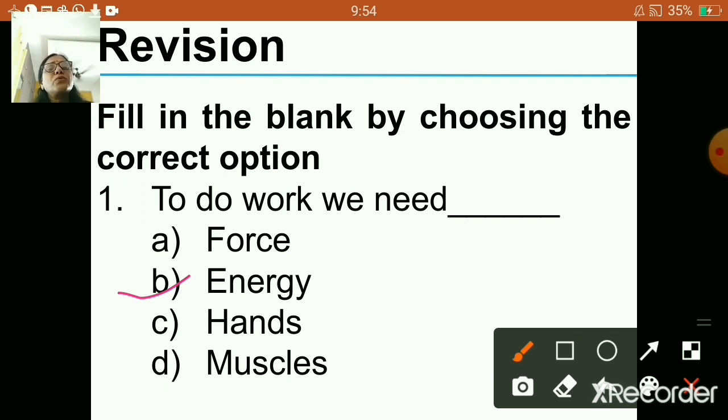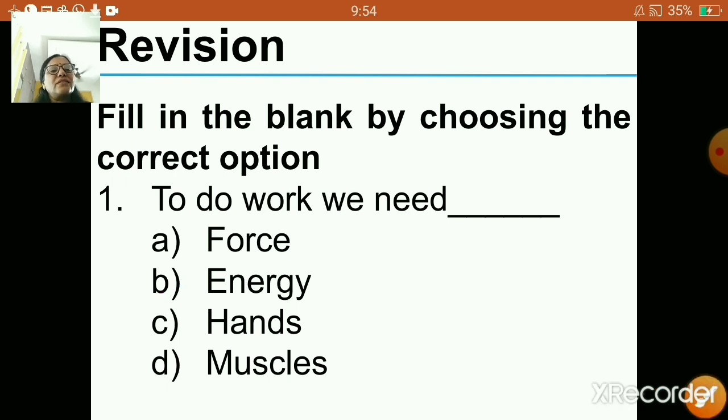One more thing I would like to tell you. You also have to note down the answers in the rough book so that you can check. This is the revision. You have to also do it with me. You also note down so that you can check it with me whether you are correct or not. Right. So here the answer is energy.